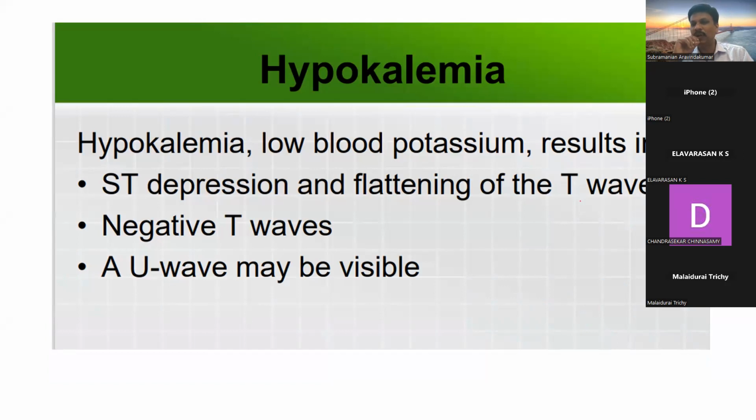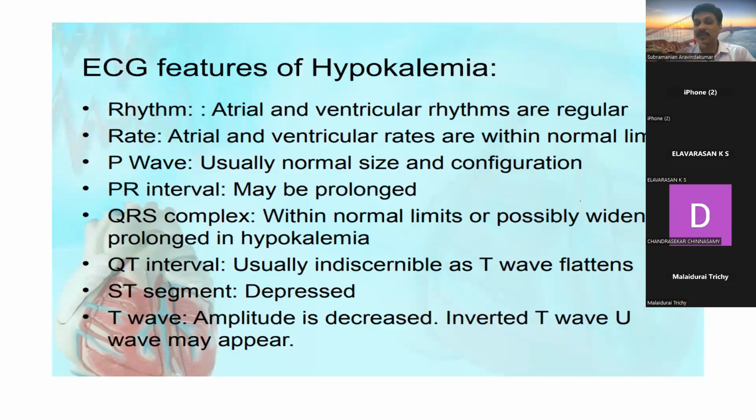which causes the excretion of sodium and potassium and causes hypokalemia. And also we can see during diarrhea and vomiting, the patient is losing potassium through some other source. So this is a common thing which we come across in practice. Low potassium results in ST depression. See, exactly opposite of hyperkalemia. Hyperkalemia is tall peaked T waves. Here is ST depression, flattening of the T wave, negative T waves, and a U wave which becomes visible.